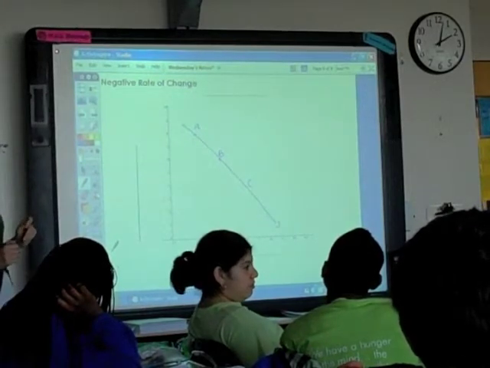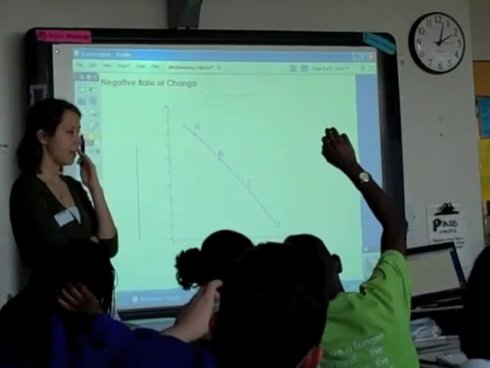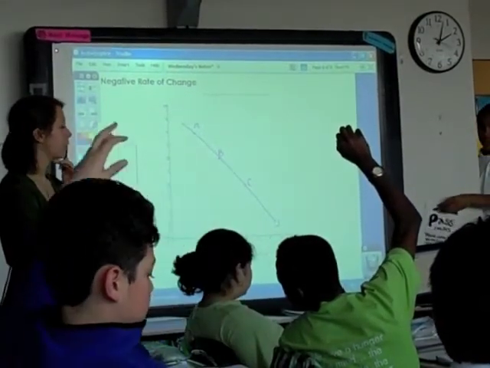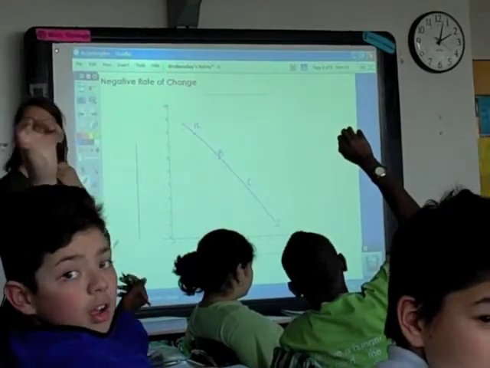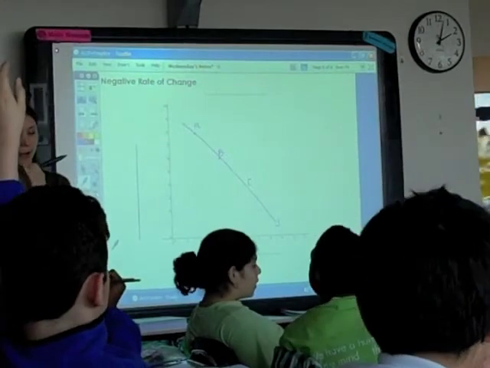Now, can anyone give me a scenario where this might be the graph for it? Think a second. And you may want to see how creative we can get. Have them talk to their partner. Yeah, you guys can talk to your partners if you want to.